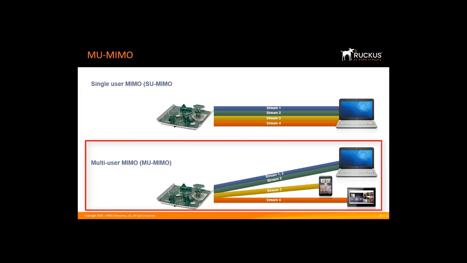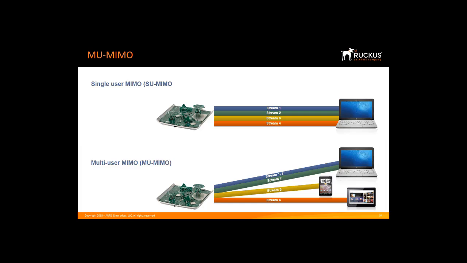Multi-user MIMO was introduced in 11ac. It theoretically allows multiple frames to be transmitted to different receivers at the same time and on the same channel using multiple spatial streams to provide greater efficiency. For 11ac, it was only available on downlink. With 11ax, it will work on both uplink and downlink streams.